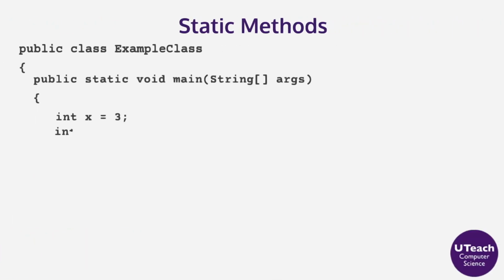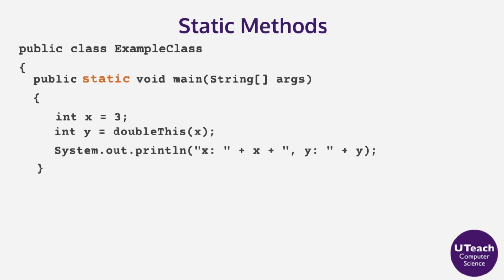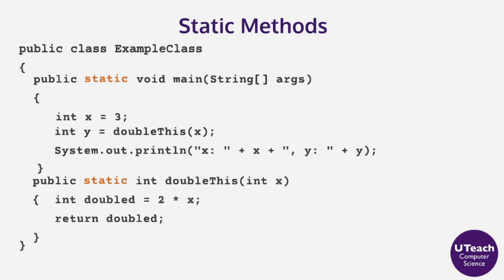This is a class with the main method. Notice that the main method is always static and called automatically when the program is run. Here is a static method called doubleThis. The function of this method is to take the value of the parameter x, double it, and return that value. The method does not need any other information or data from an object to perform its function, so it is a static method.